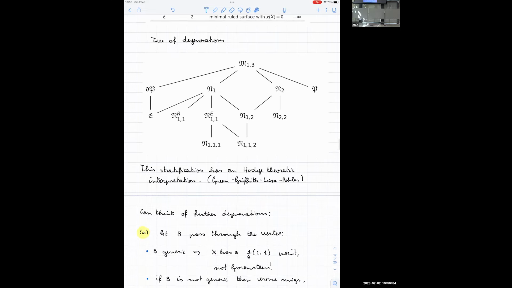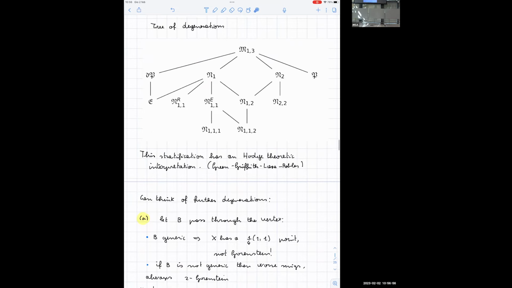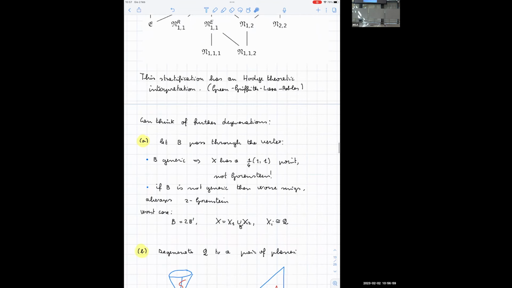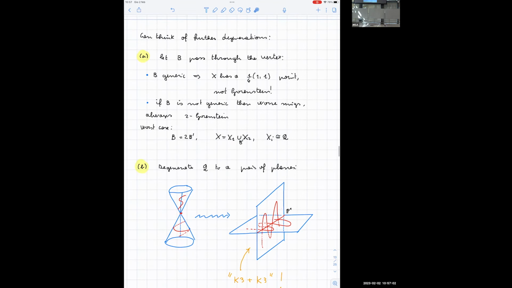So far so good for the Gorenstein case, but one would like to see further degenerations. So again, possibly the most simple-minded thing you can do is just let the branch locus go through the vertex. In this case, the surface is not Gorenstein anymore. Still it is Q-Gorenstein. If you just degenerate through the vertex, you get a singularity of type 1/4(1,1).